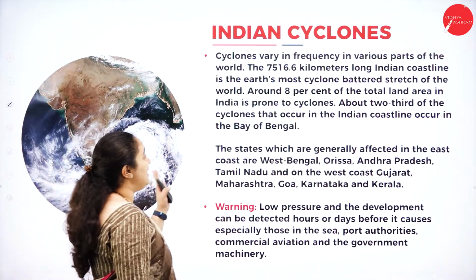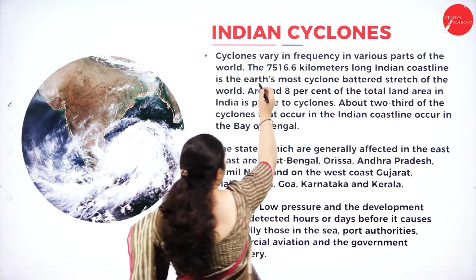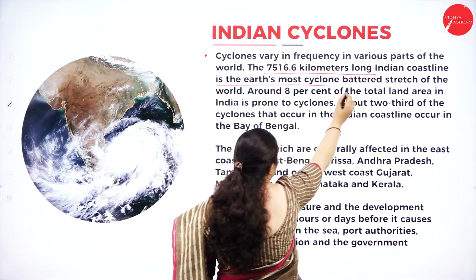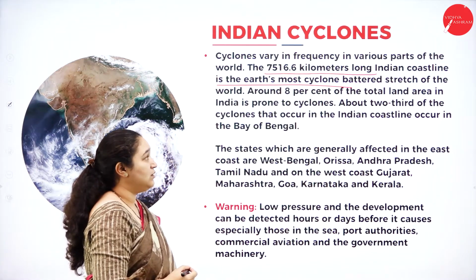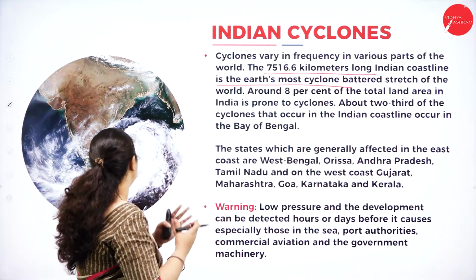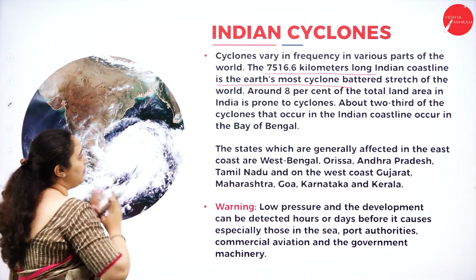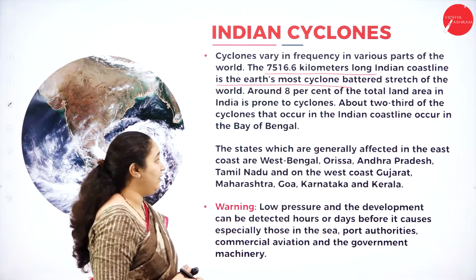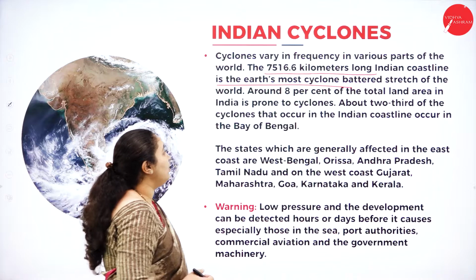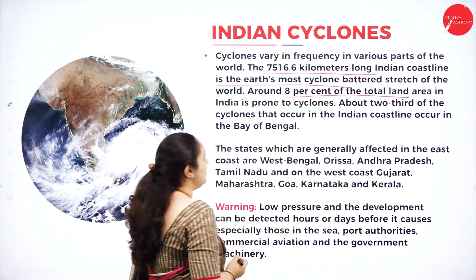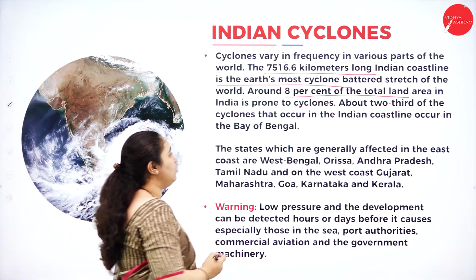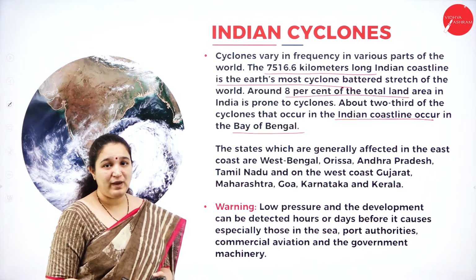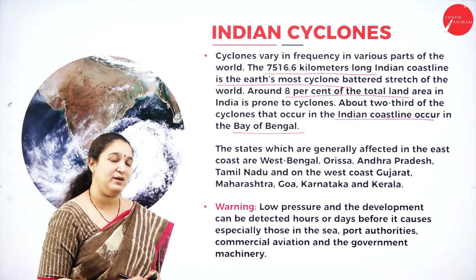Cyclones vary in frequency in various parts of the world, and the 7,516 kilometers of Indian coastline is the Earth's most cyclone-battered stretch. Here you can see the Indian coastline, how it is, 7,516 kilometers long. It is a cyclone-battered area of the world, we can say. Around 8% of the total land area in India is prone to cyclones. About two-thirds of the cyclones that occur on the Indian coastline occur in the Bay of Bengal. So the Bay of Bengal has the maximum number of cyclones coming to India and affecting our climate as well.